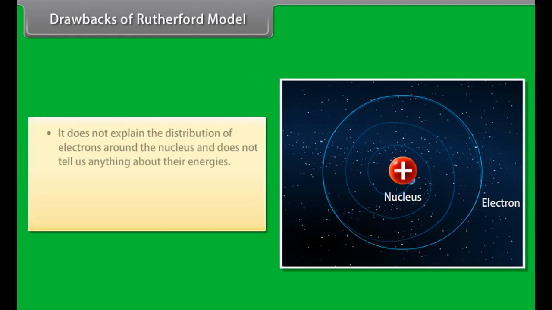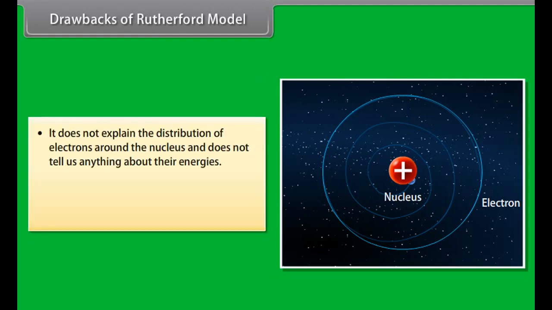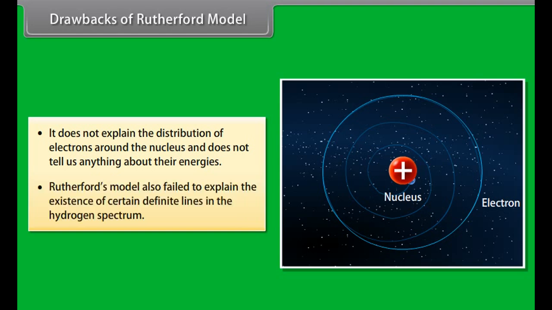Number 2. It does not explain the distribution of electrons around the nucleus and does not tell us anything about their energies. Number 3. Rutherford's model also failed to explain the existence of certain definite lines in the hydrogen spectrum. Development leading to Bohr's model of atom.